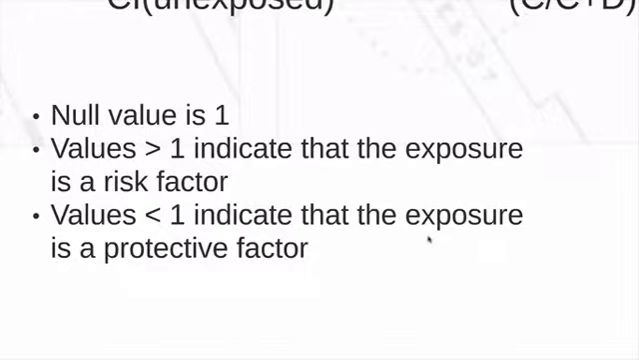But values greater than 1 indicate that your exposure is a risk factor. So a value greater than 1 when you do this division means that there's a higher incidence in your exposed group than your unexposed group. That people in your exposed group are getting sick more often than people in your unexposed group. So your exposure is a risk factor for disease. The same thing happens the other direction. If your value is less than 1, it means your numerator is smaller than your denominator, and that the people in your exposed group are getting sick less often. So in that case, your exposure is a protective factor.